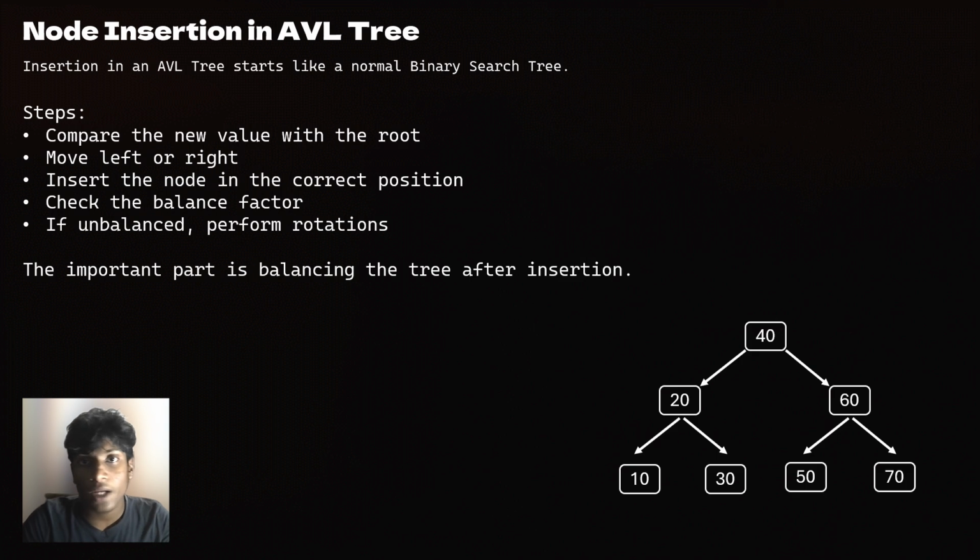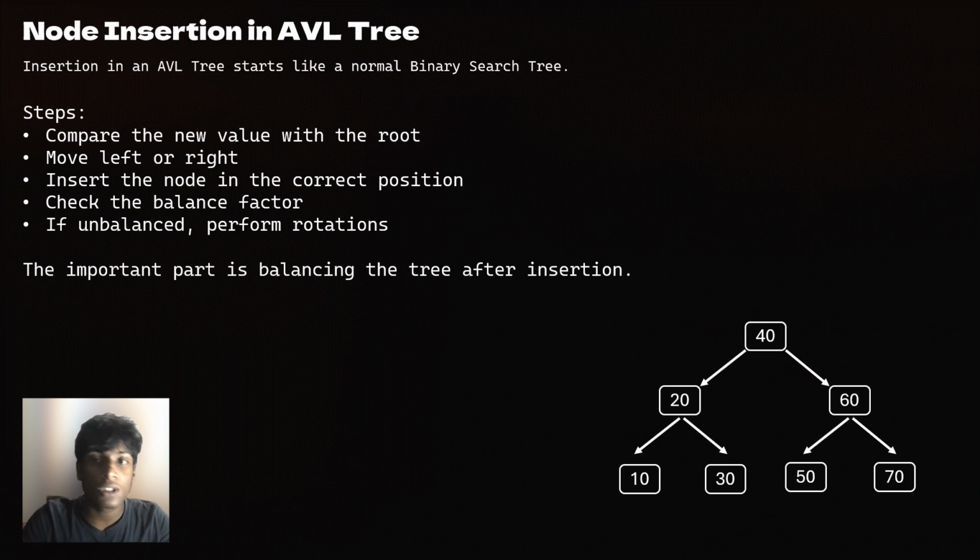Now I will explain how node insertion works in AVL tree. Insertion in AVL tree starts just like the normal binary search tree. First, we compare the new value with the root node. If the value is smaller, we move to the left side. If the value is larger, we move to the right side. We keep doing this until we find the correct empty position and then we insert the node there.